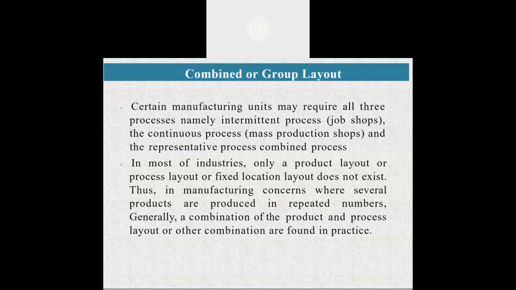And a combined group layout. In a combined group layout, certain manufacturing needs may require all three processes, mainly intermittent process, continuous process and repetitive process, a combined process, meaning multiple operations in the same industry. So this is mango processing again, multiple operations in the same industry, mango processing or dairy industry. So this is a multi-functional or multi-process unit.